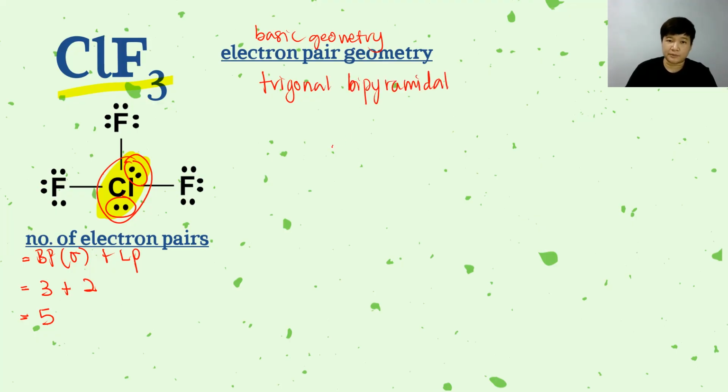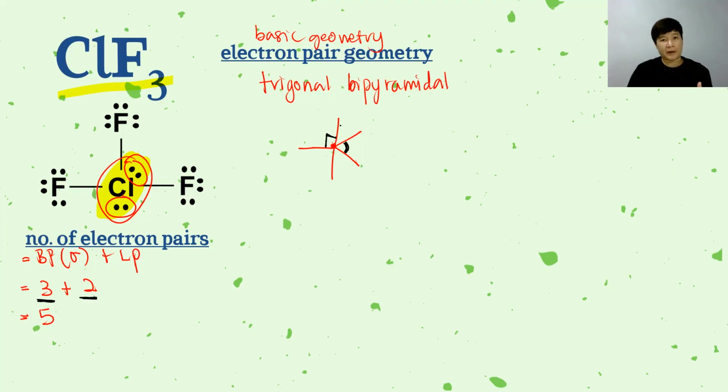And your trigonal bipyramidal will look something like this. But right now, we don't have 5 bonding pairs. We only have 3 bonds, but with 2 lone pairs. So 2 of the bonds need to be substituted by the lone pairs. Like we have discussed just now, in the trigonal bipyramidal we have 2 bond angles. We have 90 degrees, we have 120 degrees.